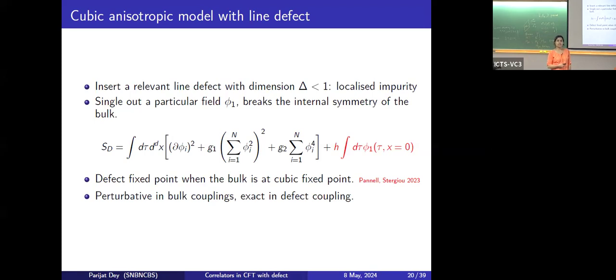I don't think at any point we have used that. But that phi i is the same phi, no? This phi i is the same phi. So here we have n bulk scalar fields, and out of these n scalar fields, we'll single out one particular field. So we break the internal symmetry, and using that field, we deform this action.